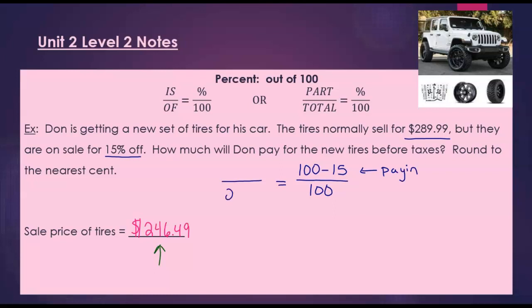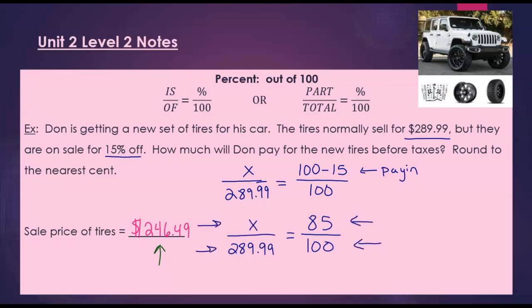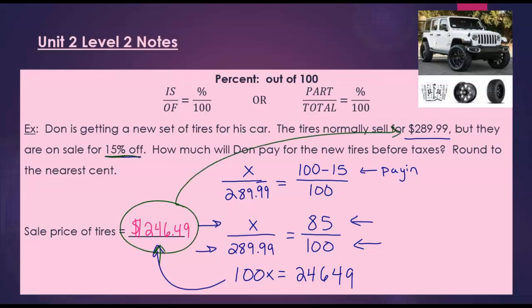So that would be out of our total, we're actually paying for 85%. So we can subtract the percent first and then cross multiply. So how much am I paying for that 85% really out of 289 instead of 100? So let's cross multiply. 100 times x is 85 times 289, so 24,649. And when we divide by 100, you do get this value. So this is 85% of this total, which really is that 15% off.